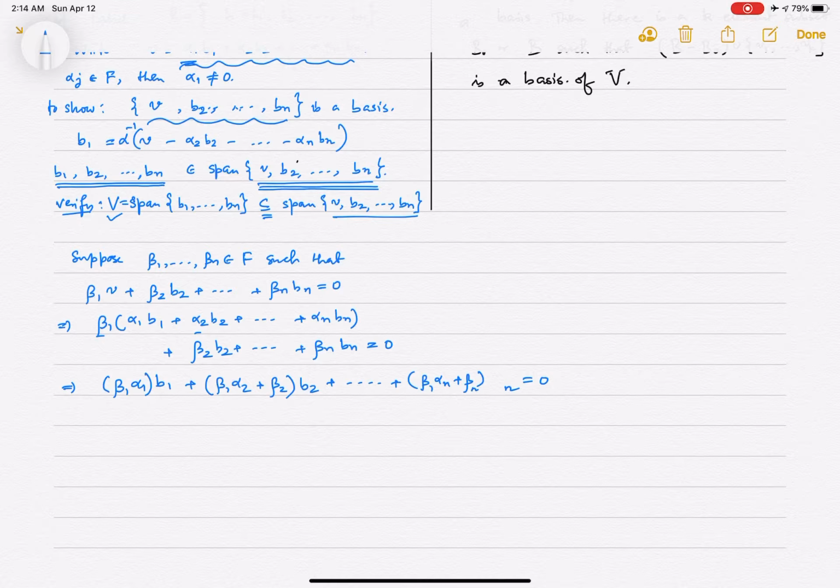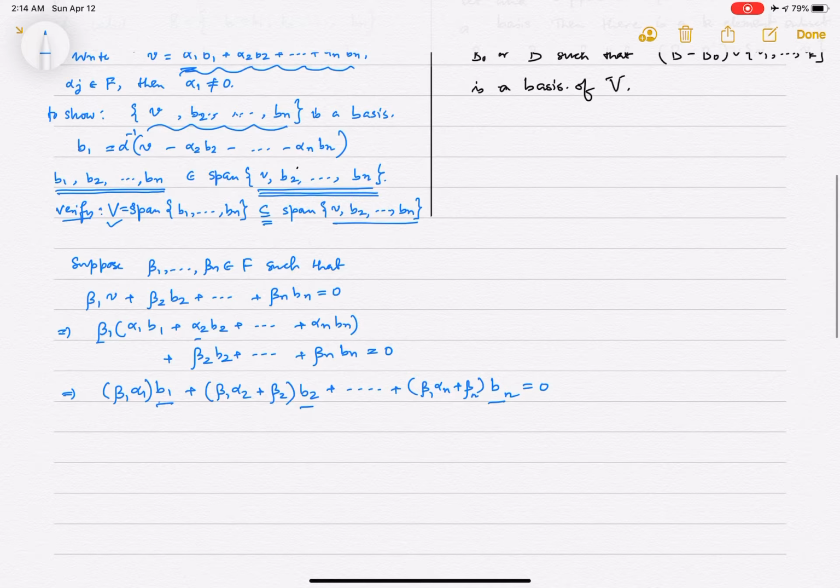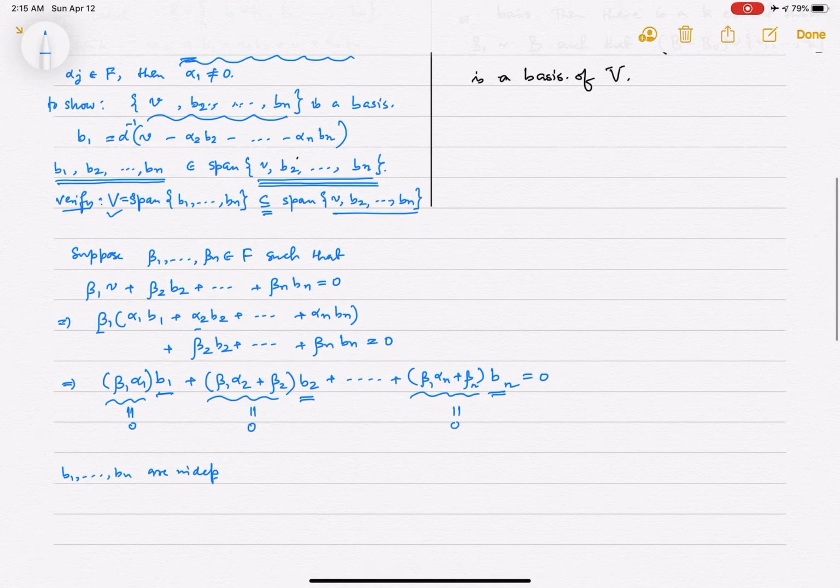But now, I don't want to write much more. You know that B1, B2, ..., Bn is a basis. So B1, B2, ..., Bn are linearly independent. That tells you that these coefficients have to be all 0. So this is 0, this is 0, this is 0. That's what linear independence means.